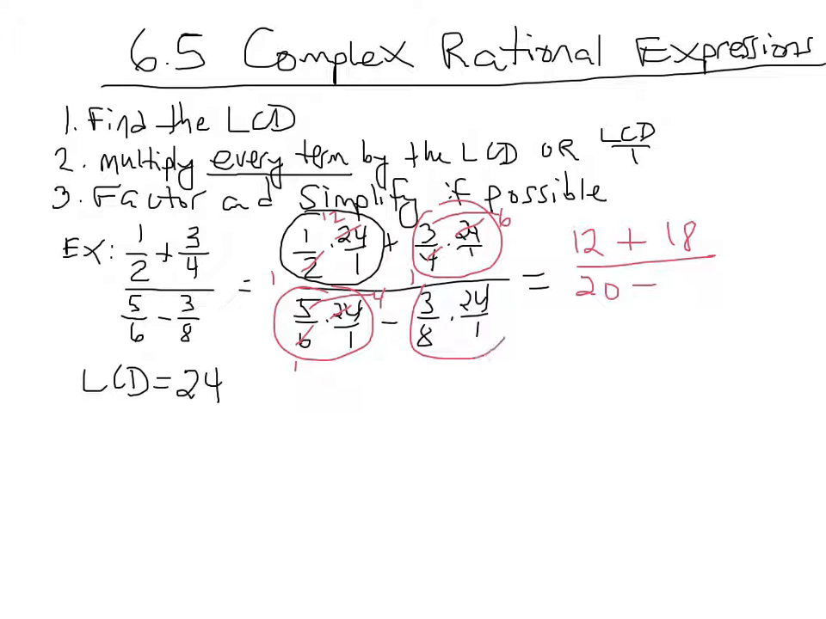And in the fourth fraction, 8 goes into itself once, and it goes into 24 3 times, and 3 times 3 is 9. And up top, 12 plus 18 is 30. 20 minus 9 is 11. And we cannot simplify that at all. So 30 over 11 is our final answer.